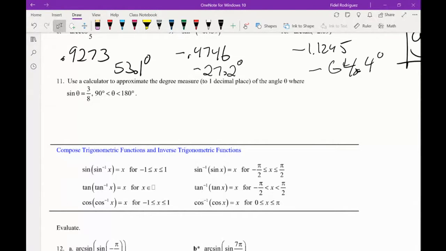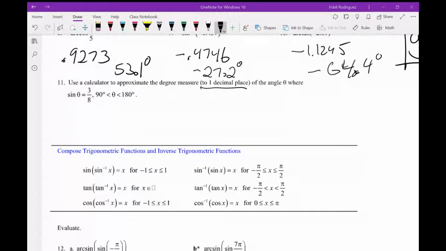All right, so guys, we got another problem here, number 11, saying use the calculator to approximate the degree measure. If you notice what it says here, 1 decimal place. Okay, so for the most part, in your homework, when it's asking you to use your inverse trig functions for degrees, it's usually going to ask you to do it to 1 decimal place. Okay, so let's go ahead and do that.